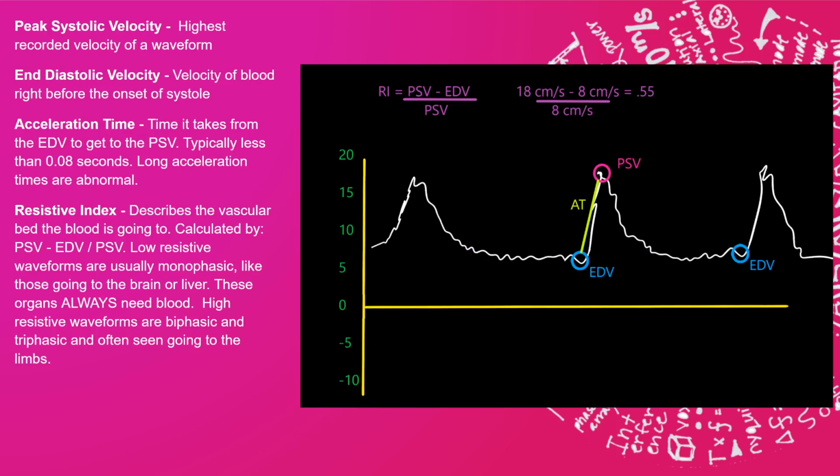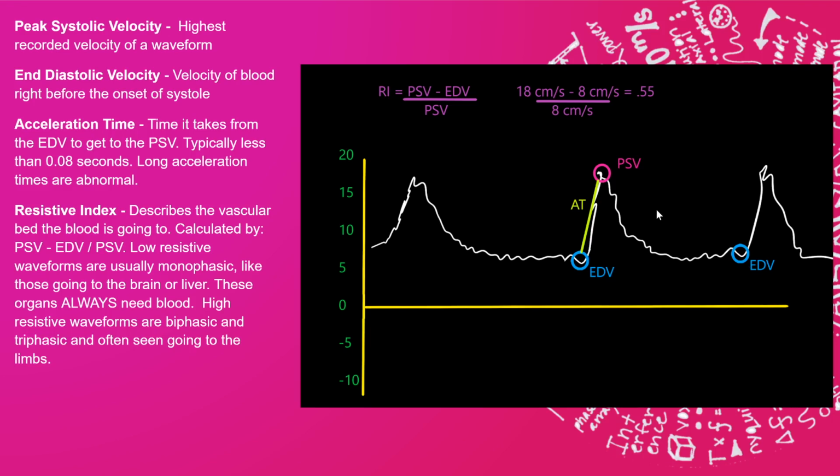When we look at our waveform, the two biggest things that we measure are going to be peak systolic velocity. That's going to be the fastest velocity, typically right at the height of systole. And then we're going to have our end diastolic velocity, and that is going to be at the end of the diastolic period, right before systole starts again. So we have our PSV and our EDV. When we measure PSV, subtract EDV from it, and then divide it all by the PSV, we are calculating the resistive index. The resistive index is a calculation that tells us how resistive is the vascular bed of where this blood is going.